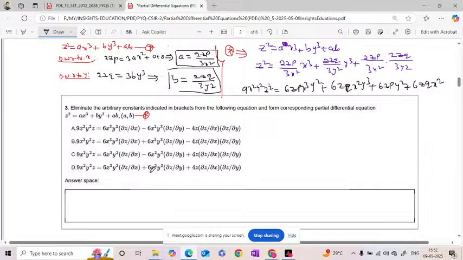Sorry, here the product. So for z square pq, now the options: all are positive. So option A cancel, option B also cancel, option C also cancel. So it is only, all are positive.